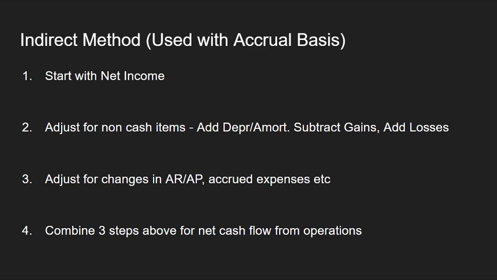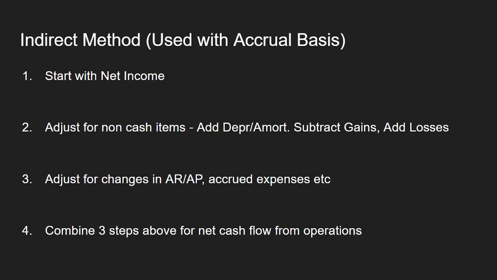With the indirect method, we are starting out with net income, and then we back out all of the non-cash items that impact the income statement. And that's how we get cash flows from operations. So let's look at step 2. The most common non-cash items that hit the income statement are depreciation and amortization.